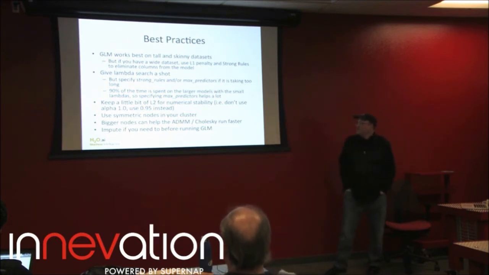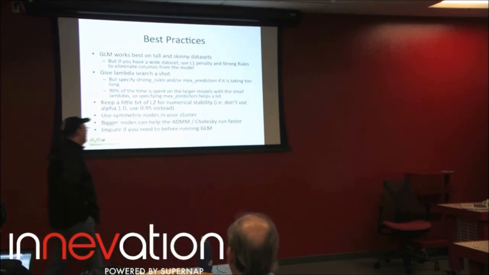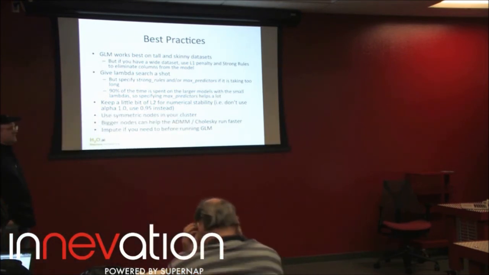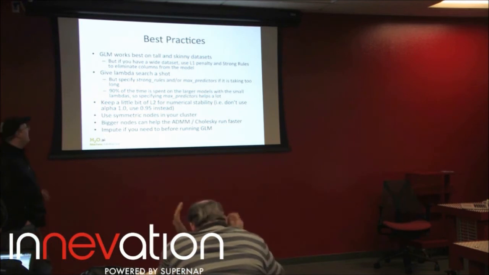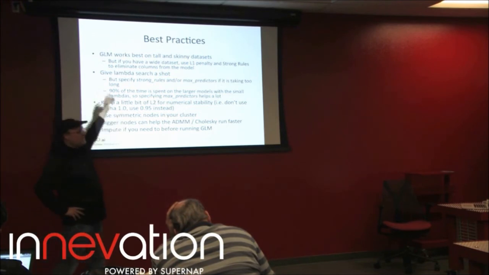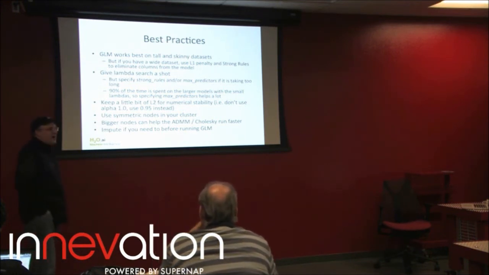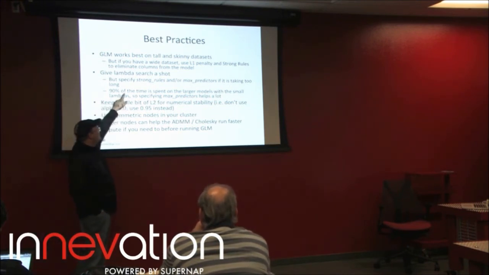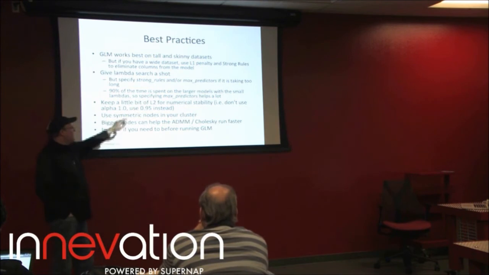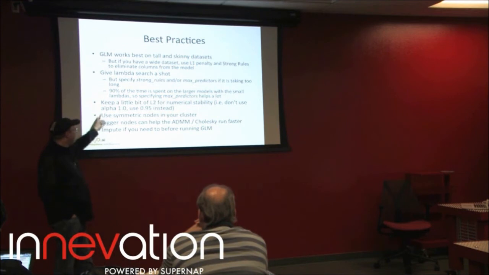And some best practices. GLM is of course the bread and butter of data science, so it's good to know what things to look for to know if you got a model out or not. But I would say, what you just mentioned, tall and skinny data sets are what this is really strongly optimized for. I'd say lambda search is something you should give a try. It's definitely going to help you if you want strong rules and max predictors. You can turn those both on if it's taking too long.